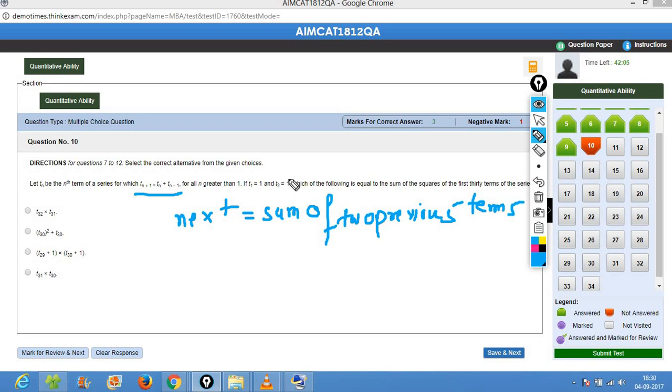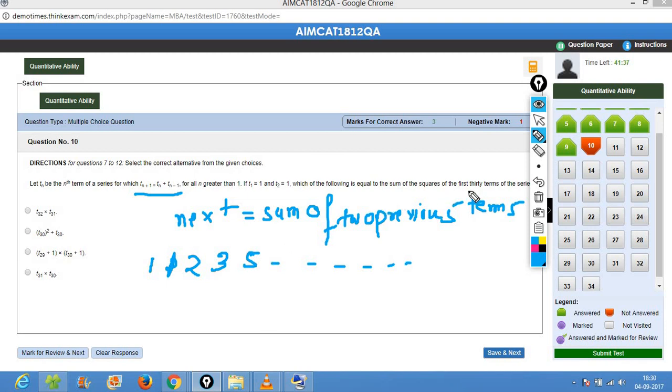Okay, so T1 is equal to 1, T2 is equal to 1. So first term is 1, second term is also 1, third term will be 1 plus 1, 2, fourth term will be 2 plus 1, 3, then 3 plus 2, 5, and so on. Now which of the following is equal to the sum of squares of first 30 terms? One way is to find out the 30 terms, but the sum of squares of first 30 terms is impossible going through this way.